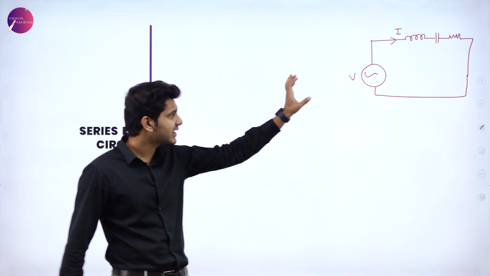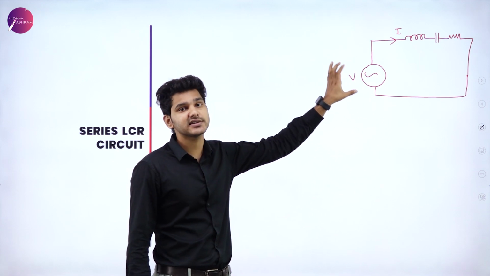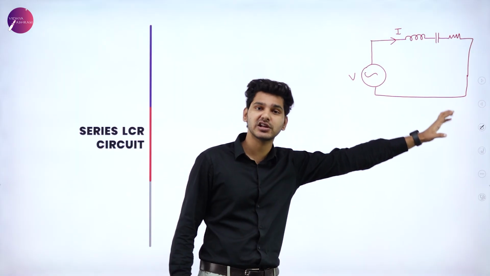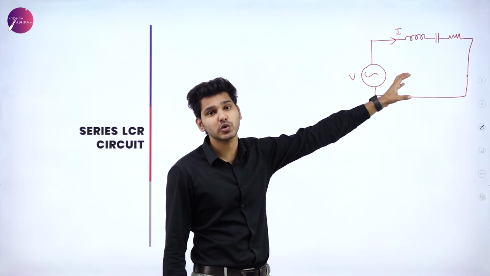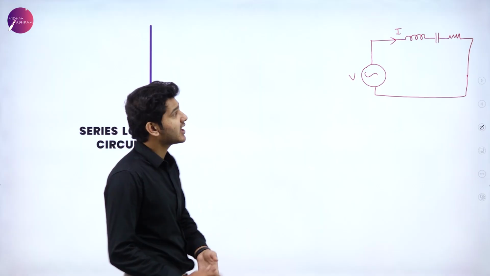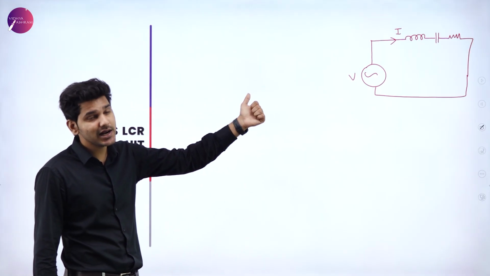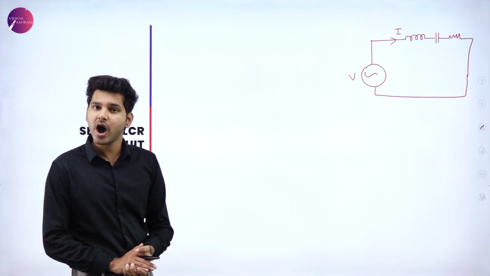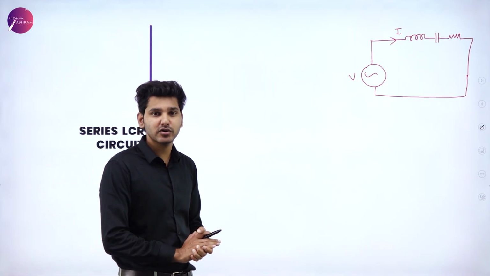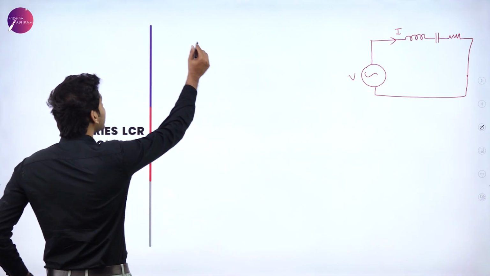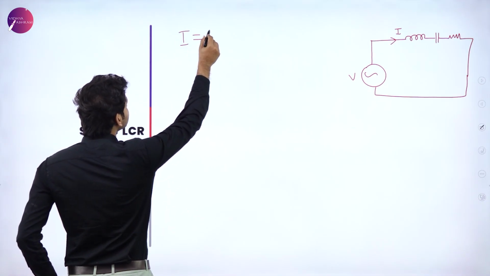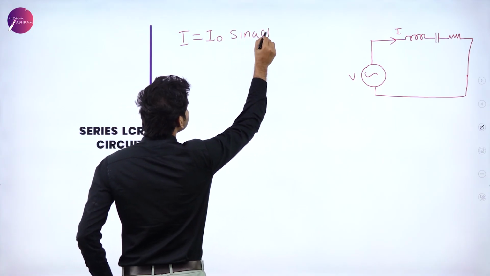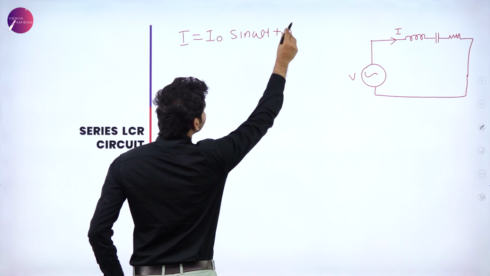So again, there is our AC power source which supplies a voltage of V, which has a peak value of V naught, is now surging through this particular circuit where current I is passing through with a peak value of I naught. And we have an inductor L, a capacitor C, and finally a resistor which has a value of R. So first things first, we'll write down what we know, that is the current can be represented as I is equal to I naught sine omega t plus phi.